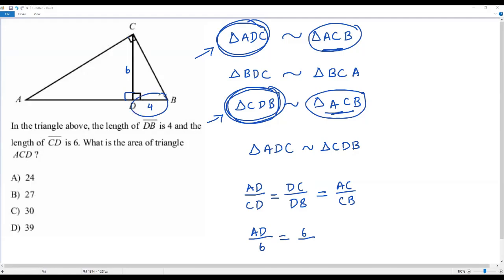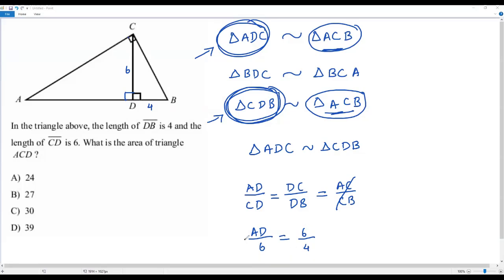What is the length of DB? DB is 4. That is given in the question itself. What is the length of AC? And what is the length of CB? For the sides AC and BC, we don't have any information, so we can ignore this ratio. Okay, now let's consider only the first two ratios. Okay, now what we have to do is we have to solve for AD in this equation.